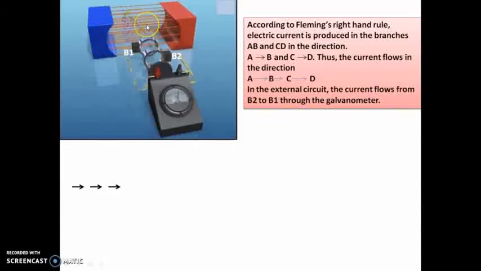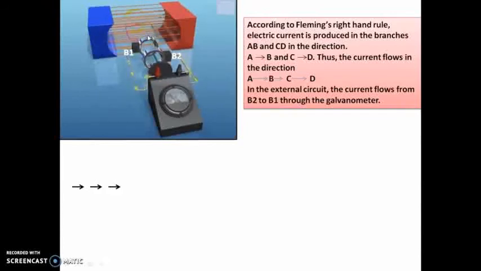So this is a coil that is moving into this magnetic field, and you can see that as it is cutting the lines of magnetic field, it is producing current. And what is the direction? It is from A to B and C to D. Okay, so the current flows from A to B and C to D. So if you see in this coil, it is flowing in A to B and C to D.